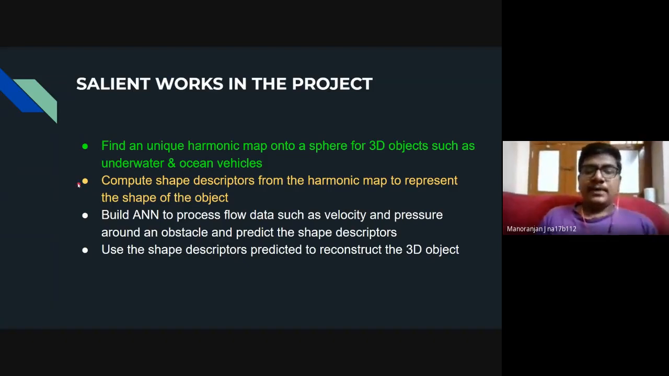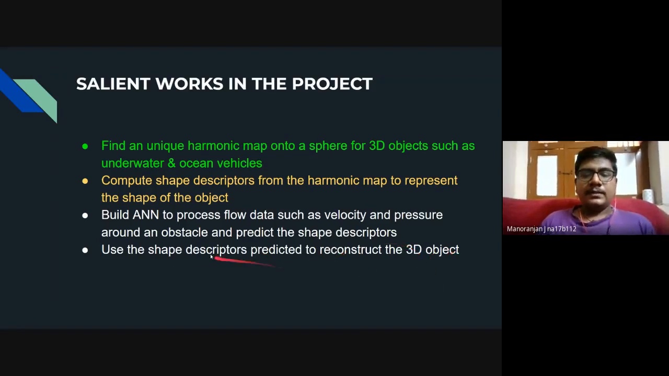So after this, the rest of the process may involve building an artificial neural network, which can take in the velocity or pressure points around an obstacle and predict the shape descriptors. And the next and final step, as a conclusion, is that we'll be using those shape descriptors to reconstruct the 3D object. Reconstruction of the 3D object is also tested now, and once we have the shape descriptors, we can reconstruct a 3D object.